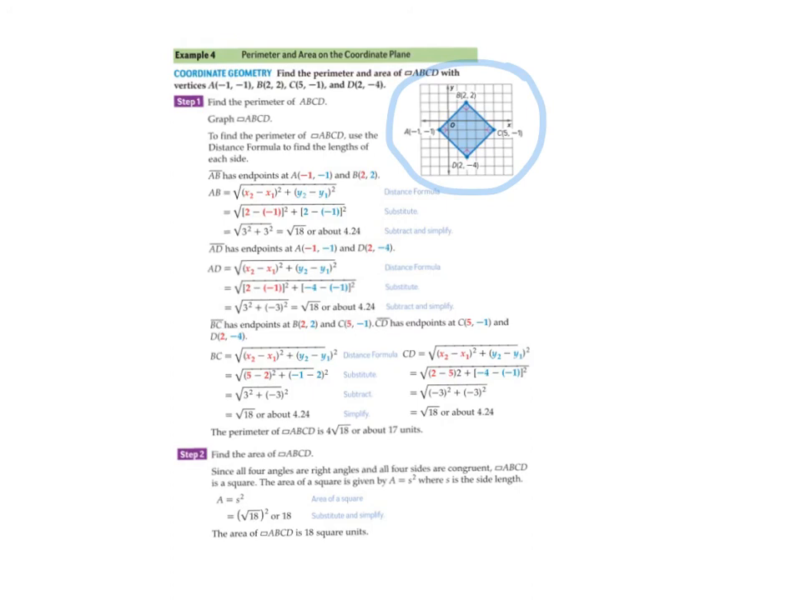If it was a rectangle or a square that was vertical and horizontal, you could have just counted. But in this case, what you've got to do is use the distance formula we did earlier on in the chapter, in order to find out the length of each side. By the time you've done it 4 times, you will see that all 4 sides are 4.24. So you know it's a square. So all you're going to do then is multiply them by itself.